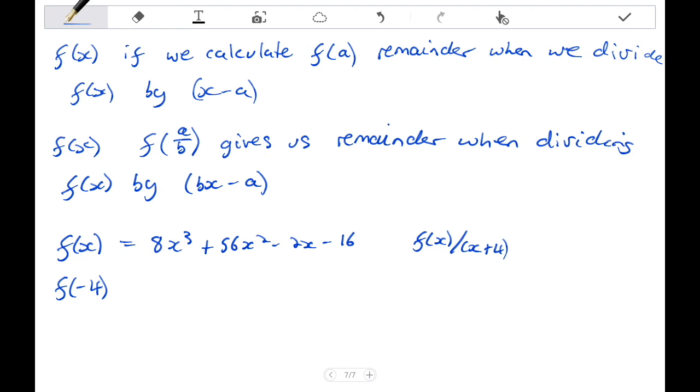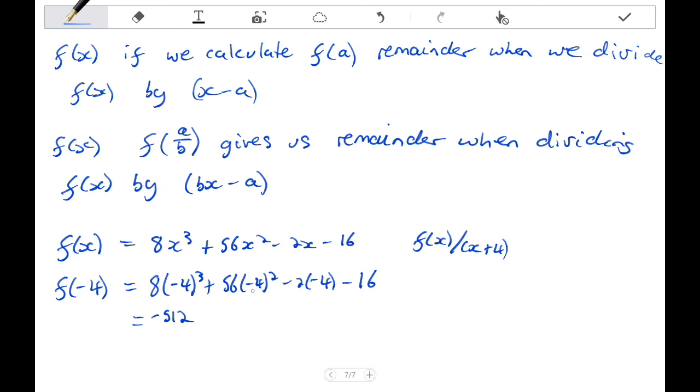Okay, and that will give us 8 times minus 4 cubed plus 56 times minus 4 squared minus 2 lots of minus 4 minus 16, which gives us what? Minus 4 cubed is minus 64, times 8. Minus 64 times 8 is 512. So it's minus 512.